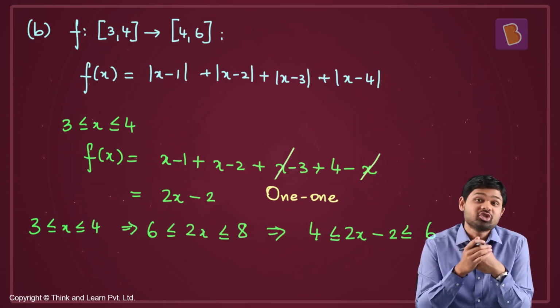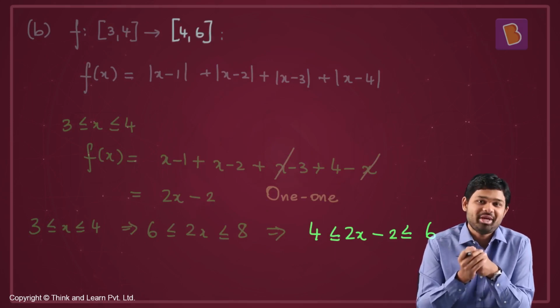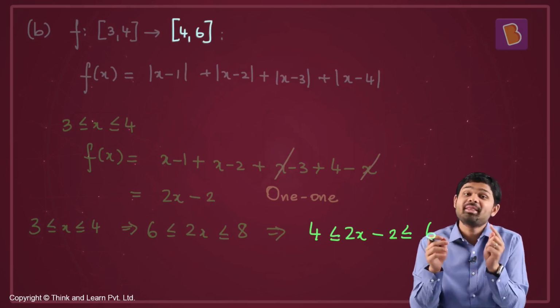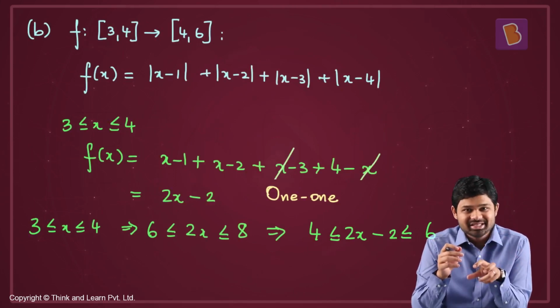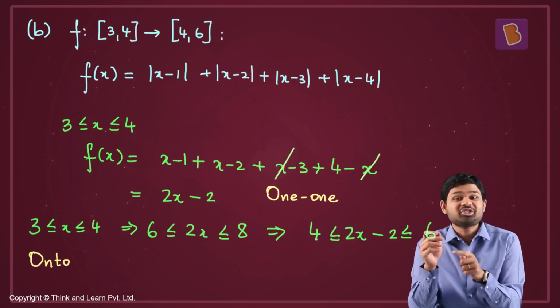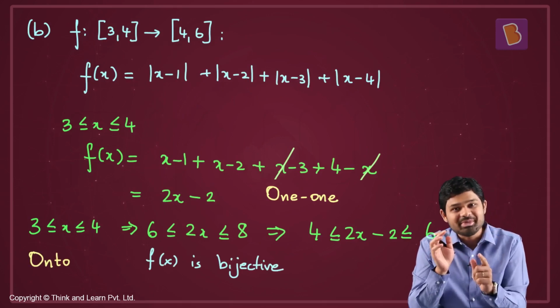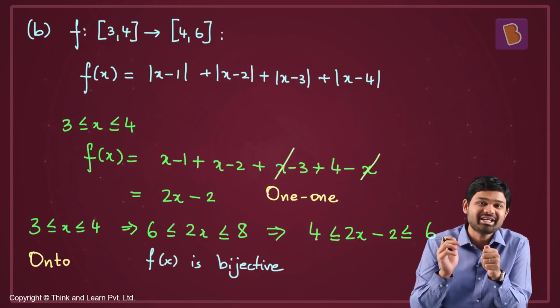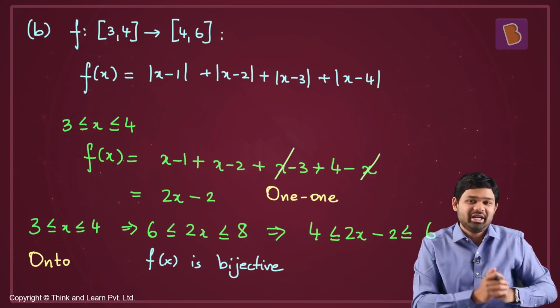The range of this function is going to be between 4 and 6, which is exactly what the codomain of this function is. Since the range and the codomain are exactly the same, this means that the function is an onto function. So this function is both 1-1 and onto, so it is a bijective function. So option B, which says that this function is a bijective function, is a correct answer. Option B is one of the correct answers to this question.